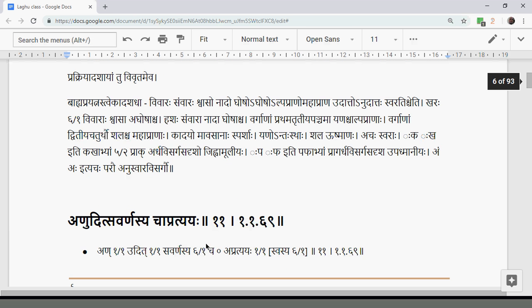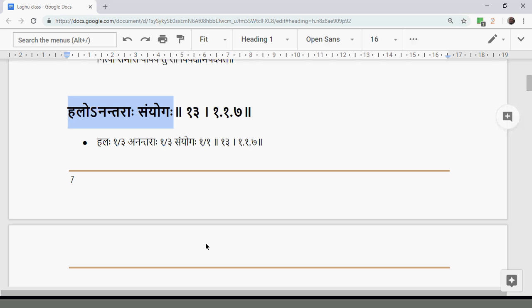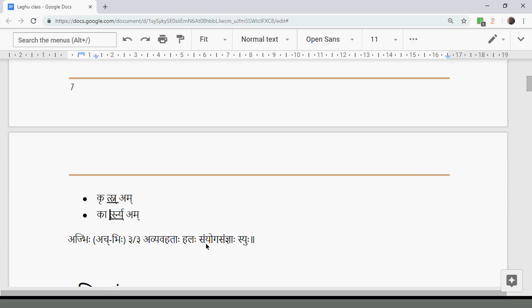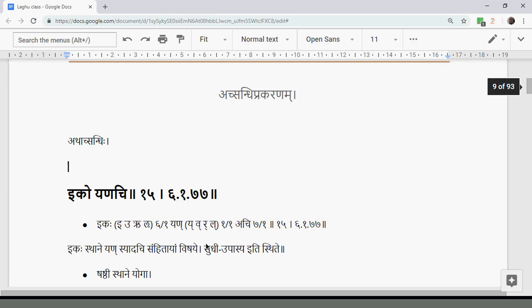Sanyoga is a sanya given to anantaraha halaha. Anantaraha halaha sanyoga sanyasyuhu. So what is this sanyoga sanya for? We have seen the example in krishnam. In krishnam, the sanyoga is for what? Takara, sakara, nakara. Or in karsnyam, repha, takara, sakara, nakara, yakara. So this entire conjunct, the assemblage of all the consonants put together, gets the sanyoga sanya. So sanyoga is not for one letter or another letter or both letters separately. The sanyoga sanya is together.